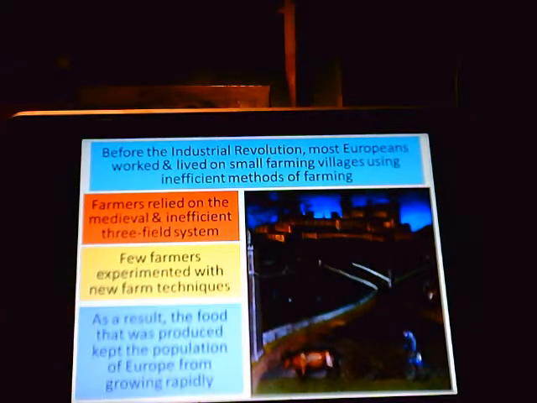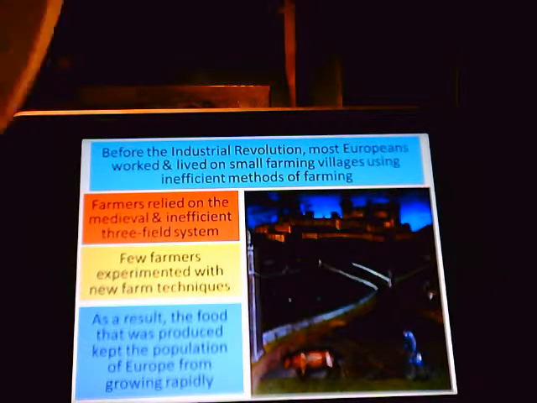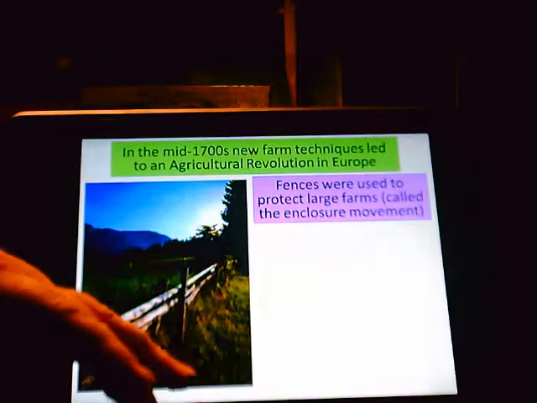Hey guys, soon we'll have a vocabulary word coming up. As a result, the food that was produced kept the population of Europe from growing rapidly. There just wasn't enough food to go around. And I'm a large lad, and I like having lots of food, but I wouldn't be able to be this corpulent back then because we just didn't have the option.